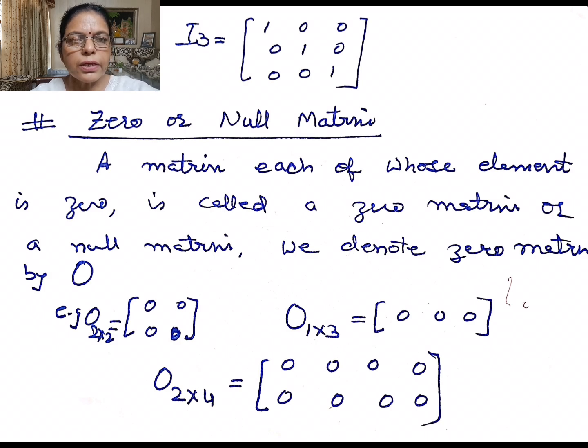A matrix each of whose element is 0 is called a 0 matrix or null matrix. We denote the 0 matrix by capital O. Now 0 matrix of the order 2, that is equal to 0, 0, 0, and 0 matrix of the order 1 by 3, that is 0, 0, 0. 0 matrix of the order 2 by 4, that is 0, 0, 0, 0 and 0, 0, 0, 0. That means 2 rows and 4 columns.